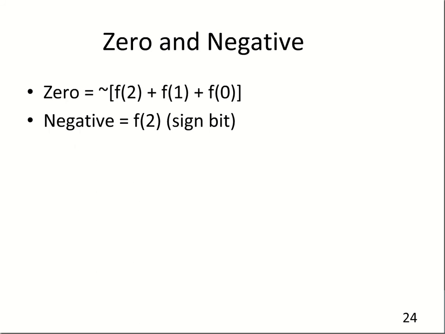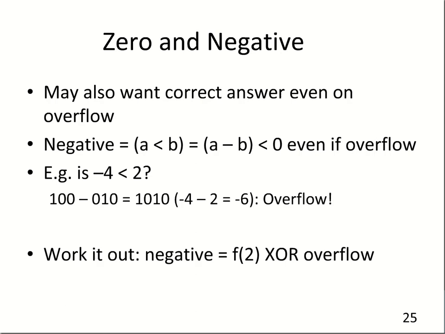Other flags we typically want to compute as a result of arithmetic operations are 0 and negative. 0 is very straightforward. We simply OR together all of the bits of the result and then complement the result of that OR. And for the negative flag, we simply have to look at the sign bit of the result. The only complication with 0 and negative is that we may also want a correct answer even when the answer has overflowed. So for example, we may want to know the result of a minus b. Typically if we're trying to compare for inequality, if we want to see if a is less than b, we'll simply subtract b from a and check to see if the result is negative.